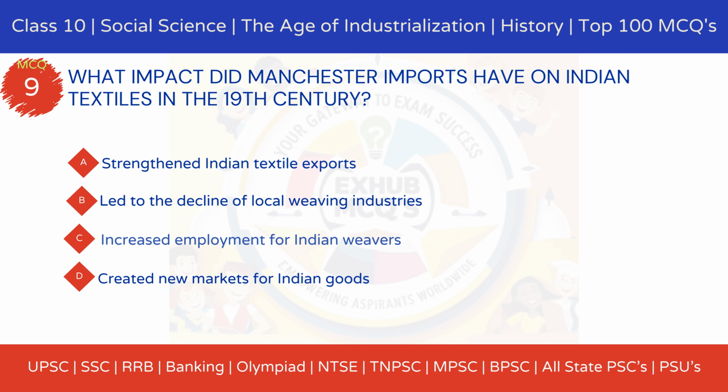MCQ 9. What impact did Manchester imports have on Indian textiles in the 19th century? Option A. Strengthened Indian textile exports. Option B. Led to the decline of local weaving industries. Option C. Increased employment for Indian weavers. Option D. Created new markets for Indian goods.